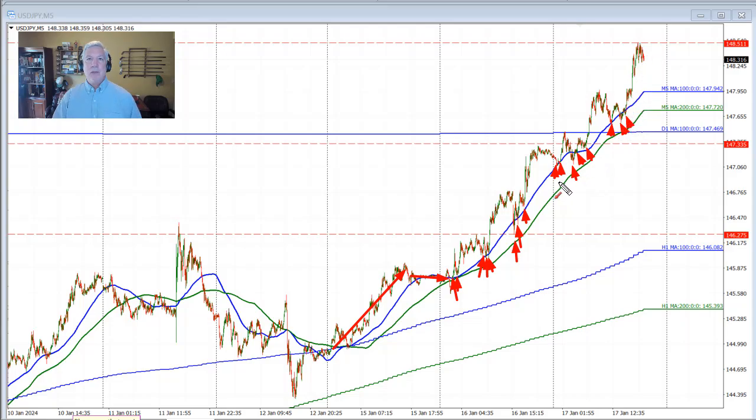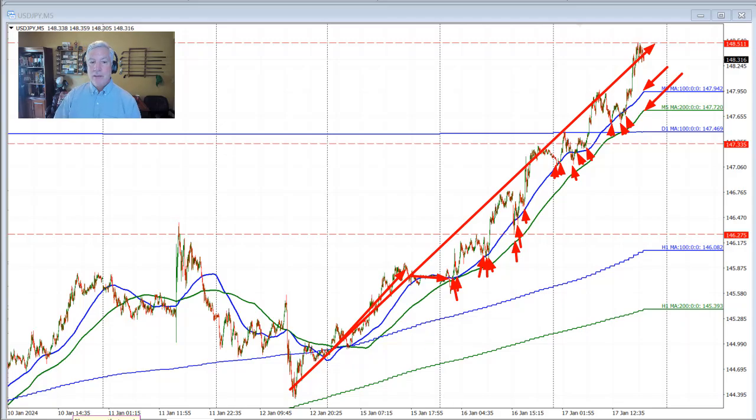So what this chart is telling us is that if the price were to go lower, we need to get back below both the 100 and 200 bar moving averages, here at 147.94 and moving higher, and 147.72 and moving higher. Absent that, what do we do? We're just stepping higher.